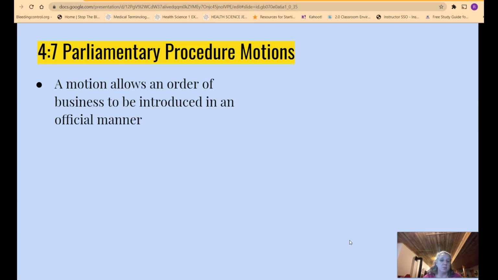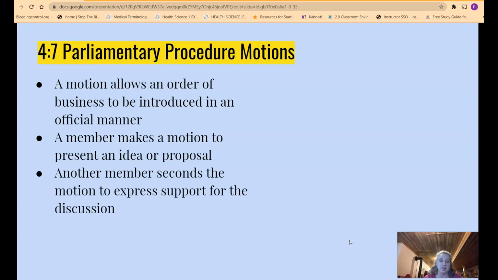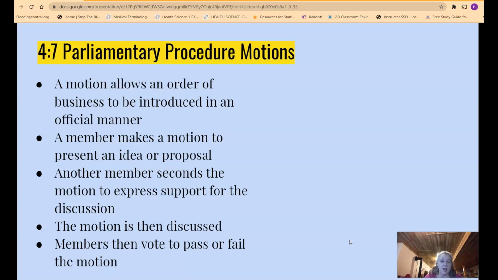They have procedure motion. So motion allows an order of business to be introduced in an official manner. A member makes a motion to present an idea or a proposal to the committee. Another member seconds the motion to express support for the discussion, and then the motion is discussed. After it's discussed, the members will then vote to pass or fail the motion.